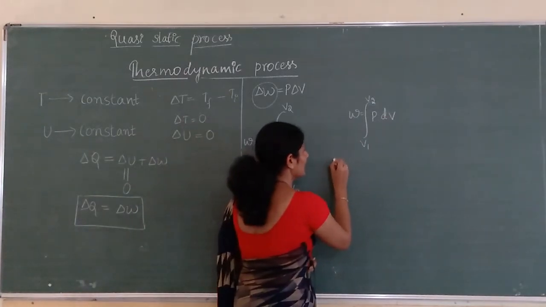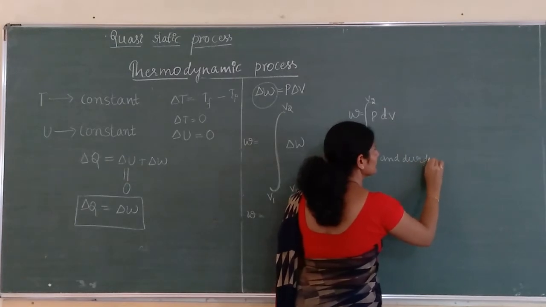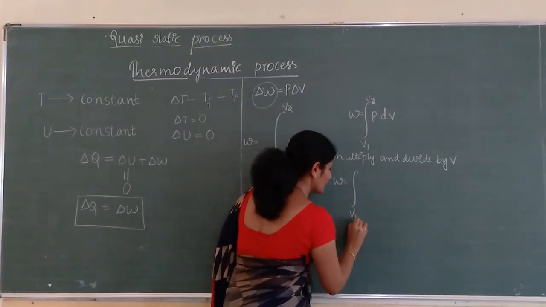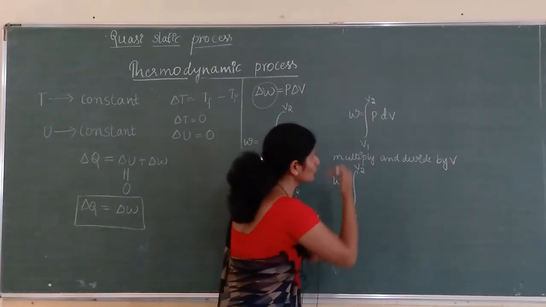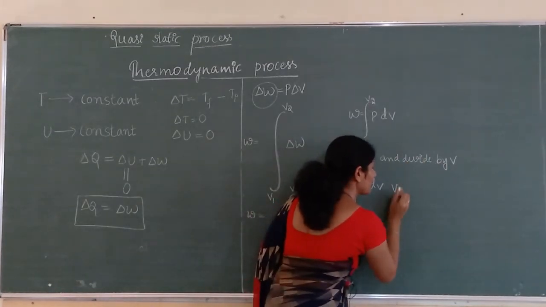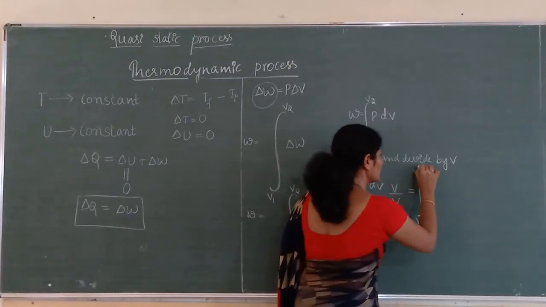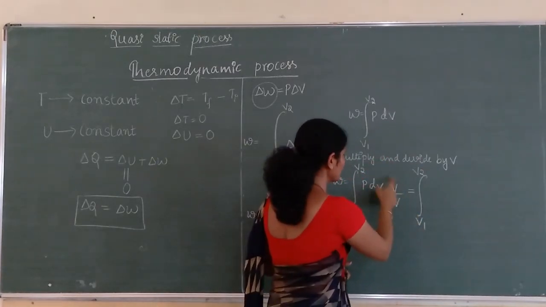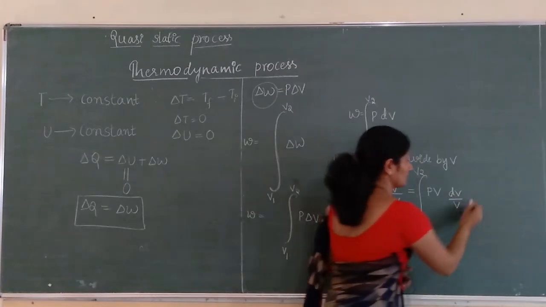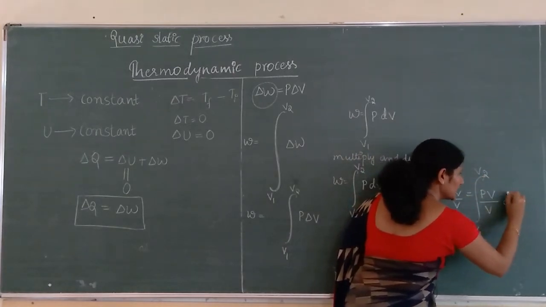Now multiply and divide by V. So W is equal to integration from V1 to V2, P into dV, multiply and divide by V. So multiply by V, divide by V. So this is equal to integration from V1 to V2, I will write this V here, P into V into dV divided by V. This is equal to integration from V1 to V2 of P into V divided by V into dV.